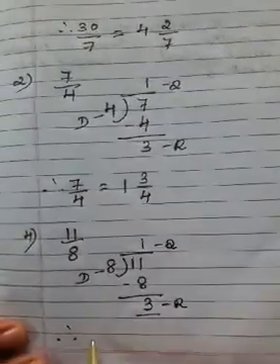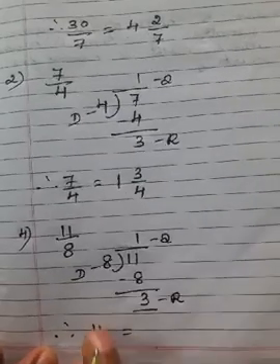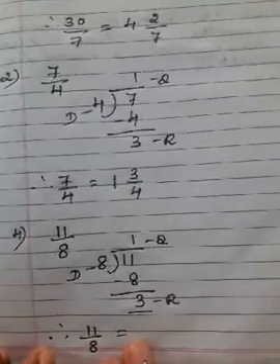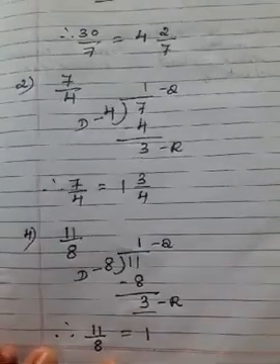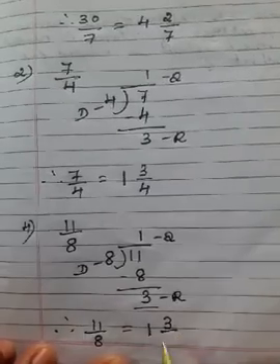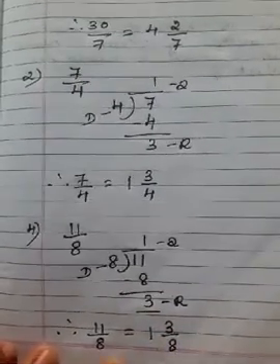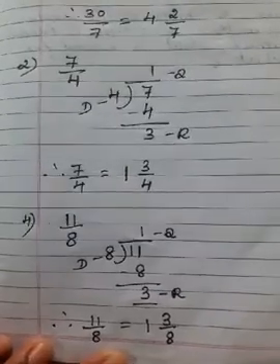So now convert the improper fraction into a mixed fraction. So how to write? Quotient is 1. Then remainder in the numerator, that is 3. And divisor. Divisor is 8, that is in the denominator. So 1 3 upon 8. Okay.